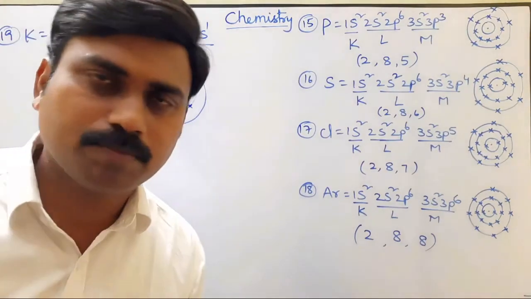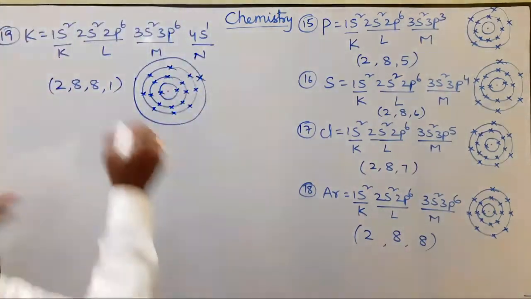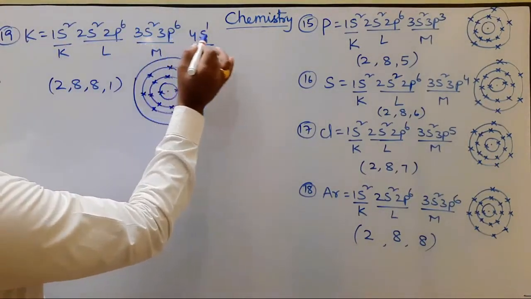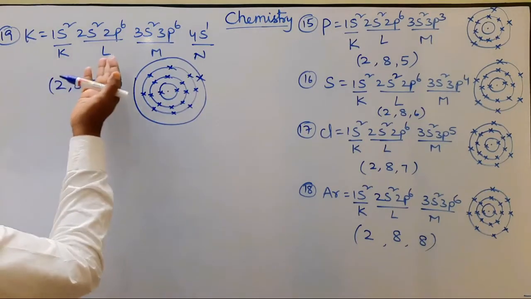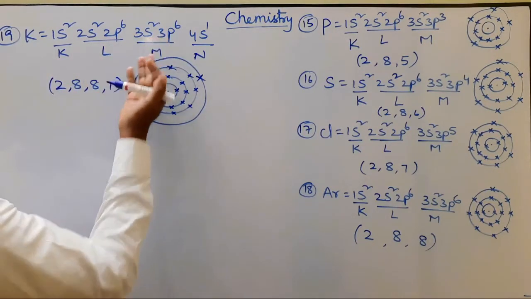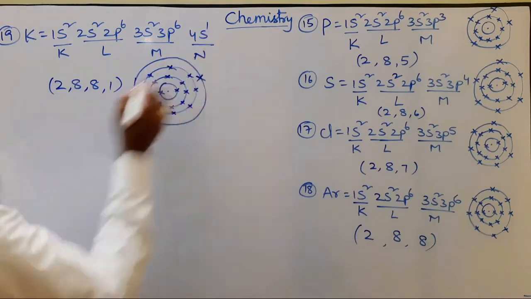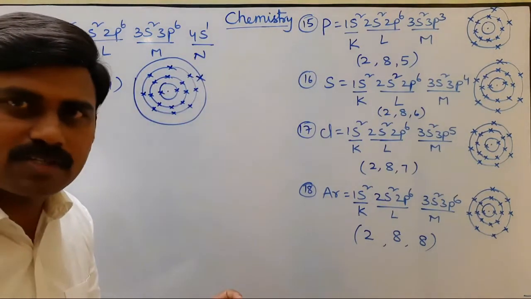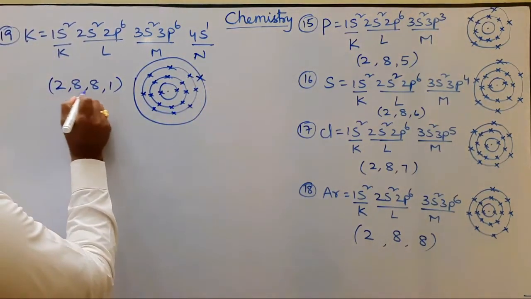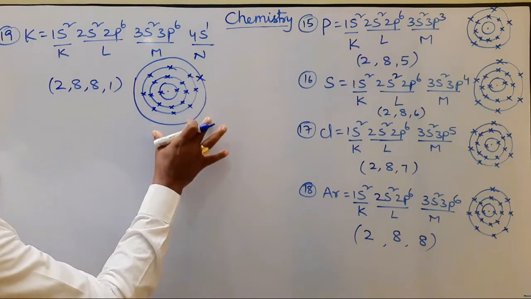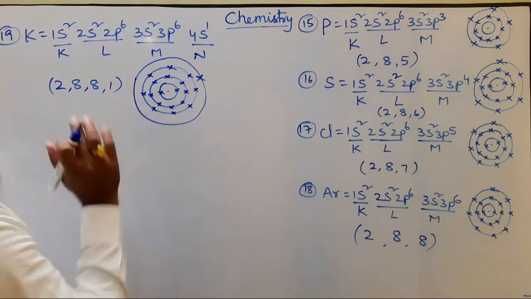The next element is potassium. Potassium's atomic number is 19. Its electronic configuration is 1s2, 2s2, 2p6, 3s2, 3p6 and 4s1. The K shell has 2 electrons, the L shell has 8 electrons, the M shell also has 8 electrons and the N shell has only 1 electron. That's why the shortcut representation of the electronic configuration is 2, 8, 8 and 1. So this is the representation of potassium.